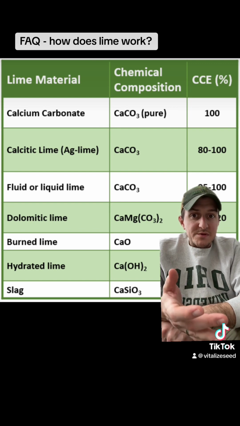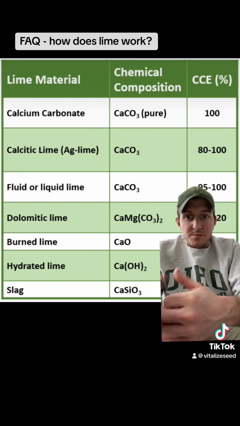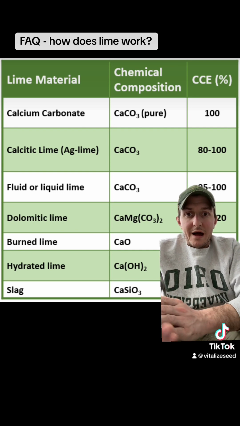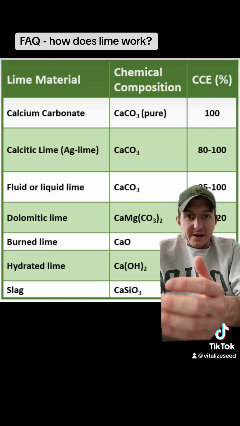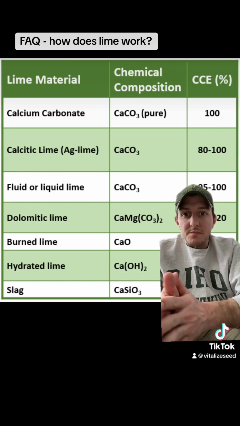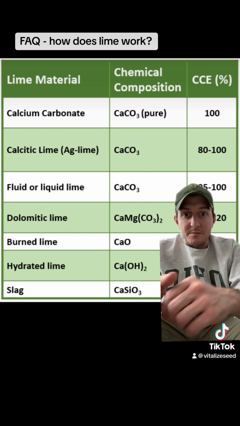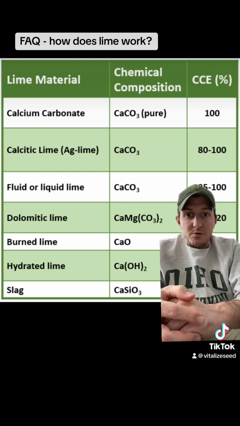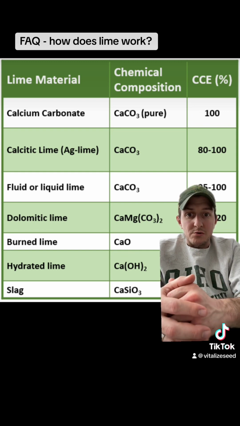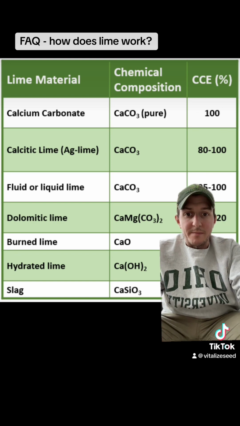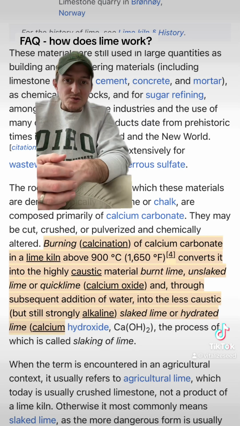So from a liming material, you'll notice you have calcium carbonate, 100% pure. High cal lime or ag lime, which is again calcium carbonate. Liquid lime, again, if it's carbonate, you'll see that in the chemical composition, which is CaCO3. Dolomite limestone, or dolomitic, which is magnesium carbonate, and so on. Burnt lime, hydrated lime, etc. I just thought this was interesting to share.